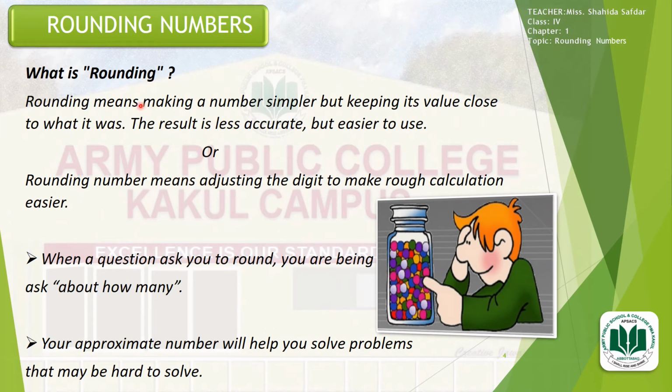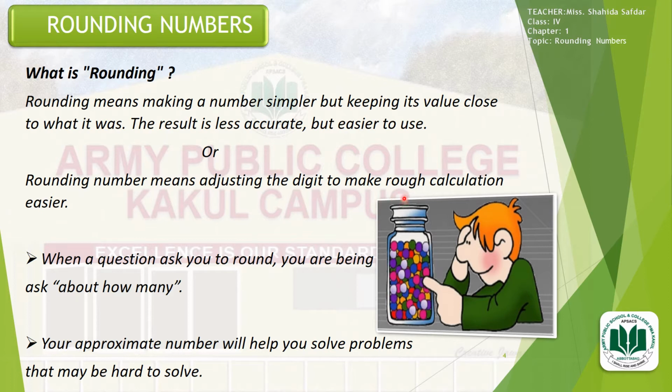My dear students, first of all, we should know what rounding is. Rounding means making a number simpler but keeping its value close to what it was. That is, our result is close to the given number but not the exact number. The result which we obtain is less accurate but easier to use. Or we can say rounding a number means adjusting the digit to make rough calculation easier.